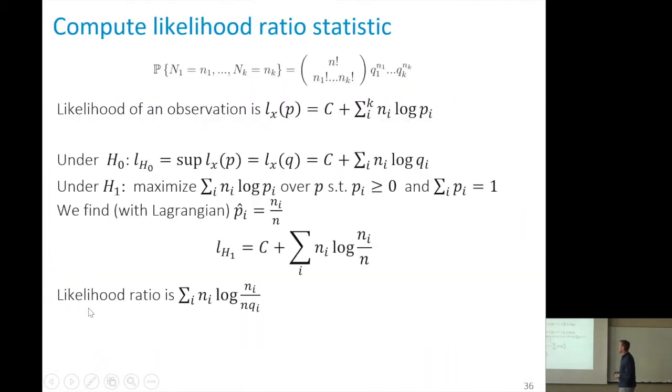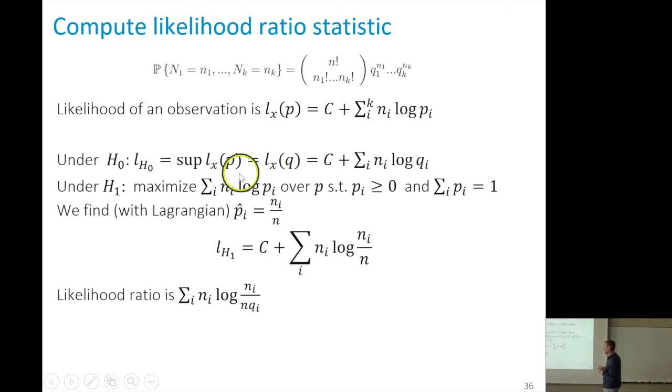Let's do it. Let me compute the likelihood ratio statistic. I need to compute the probability. So the probability is this. I need to estimate the model parameter under H0 and under H1. So under H0, it's easy. It's a simple test. That means the probability is given. Under H0, there is only one value, which is the thing to estimate: the vector of probability q. Under H0, it is q.